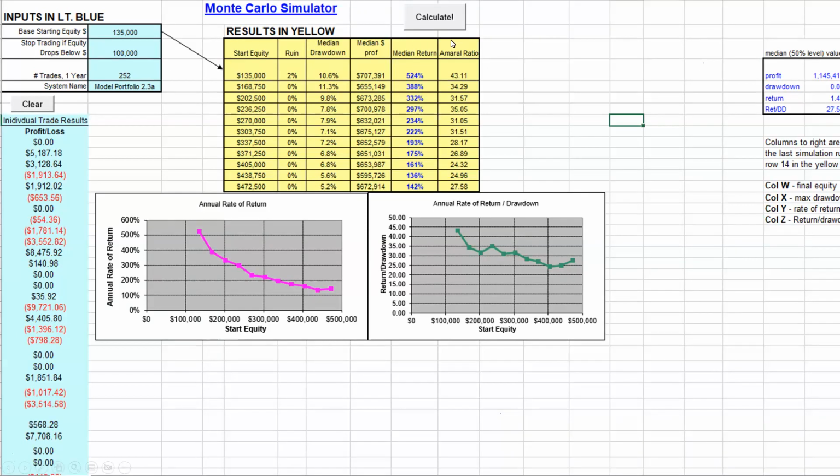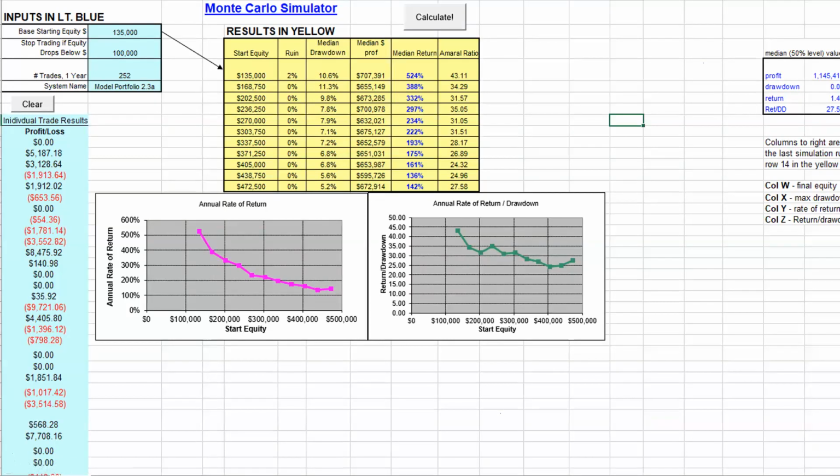And then in the yellow, when you hit calculate, it tests different starting equity values and gives you sort of a report card of each equity value. So the first one is 135,000. And the ruin column, which is to the right, that's 2%. What that's telling you is after the Monte Carlo randomization runs, you have a 2% chance of hitting your stop capital, which is 100,000. So it's a very low chance, right?